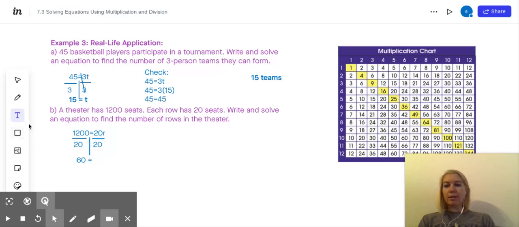Okay, and then on the right side, the 20s cancel out because there's a 20 in the numerator and a 20 in the denominator. So on the right, we're just left with r. R for rows. Okay, now let's double check that we're right. So let's use our original equation, 1,200 equals 20 times r. We know r equals 60, so let's substitute.